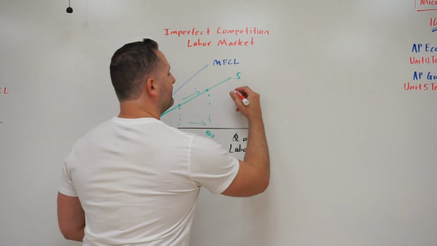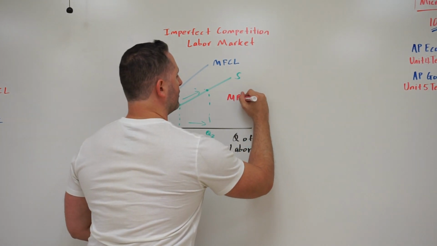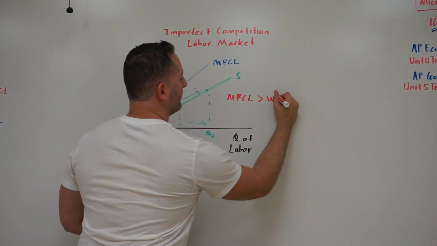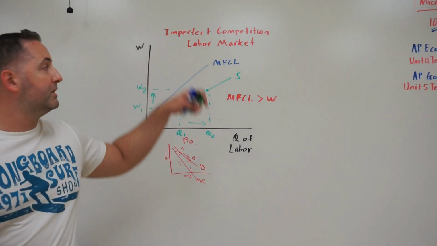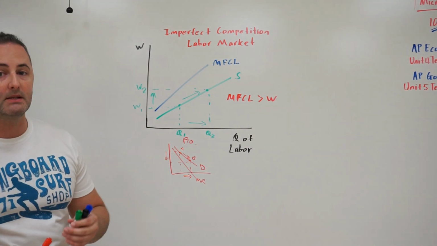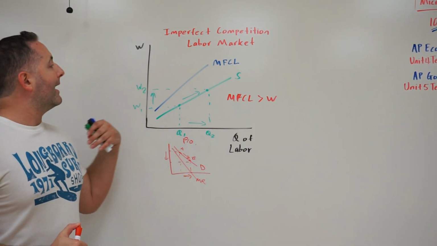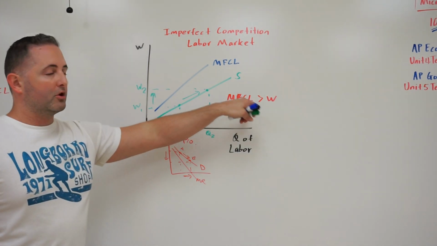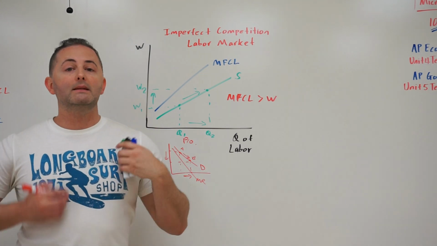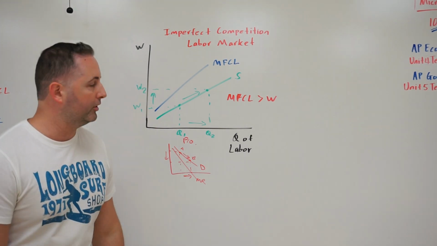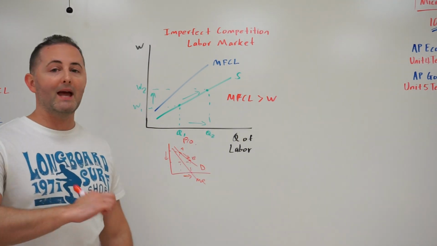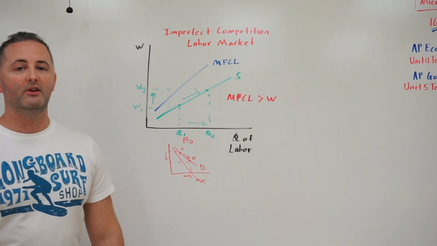So that would be one of the big takeaways, probably the big takeaway from this video, is that the MFCL is greater than the wage for imperfectly competitive firms, monopolists, monopolistic competition, and oligopolists. The marginal factor cost of labor is greater than the wage. For the perfectly competitive firm, it's the same thing. The wage is equal to their marginal factor cost of labor, not so for them. So you're going to see how that affects their market in the next video, so stay tuned.